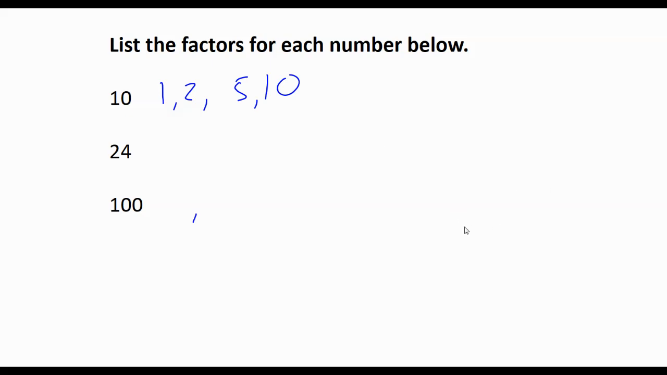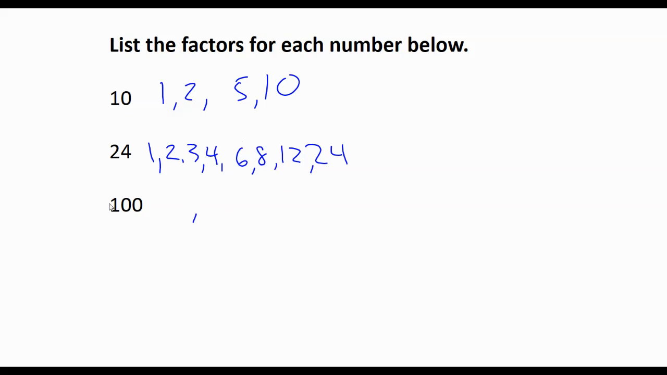What about 24? 24 has actually got a lot of factors. I could do 1 times 24. I could do 2 times 12. 3 times 8. 4 times 6, and 5 doesn't go into 24. But you can see 24 has got a lot of factors, and that's actually why we do 24 cards, because there's a lot of ways to get 24. That's why the cards are fun to do, because there are so many possibilities.